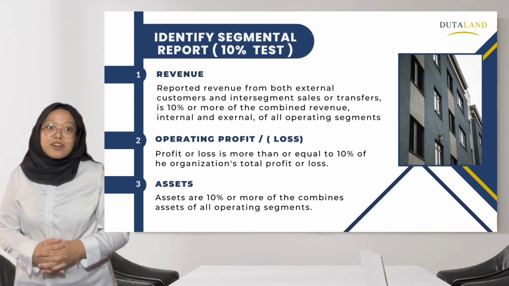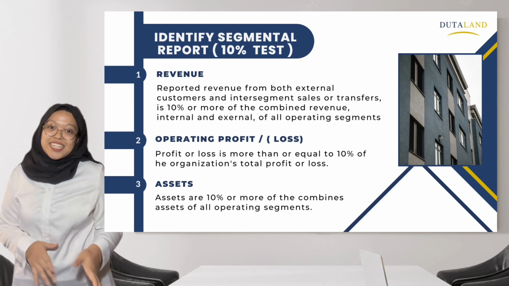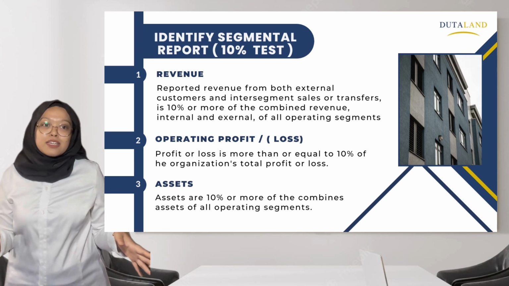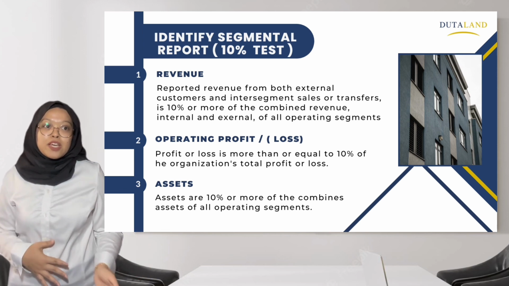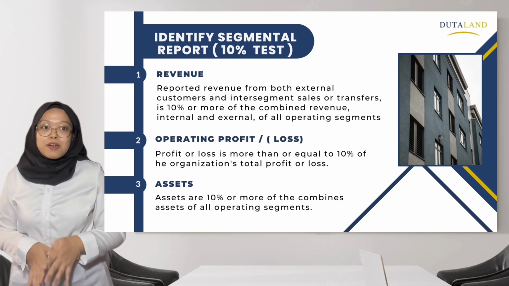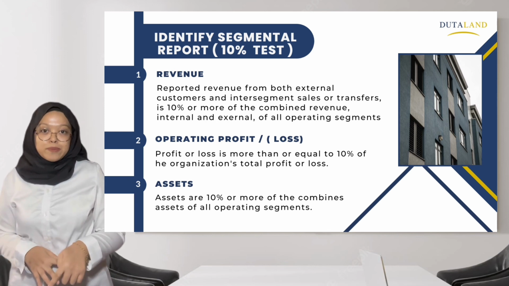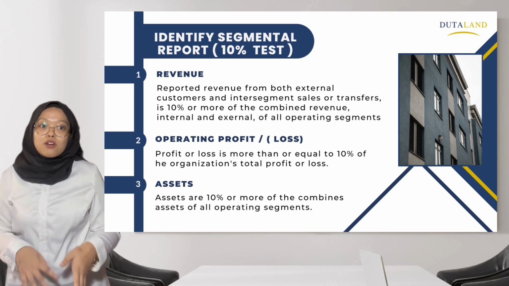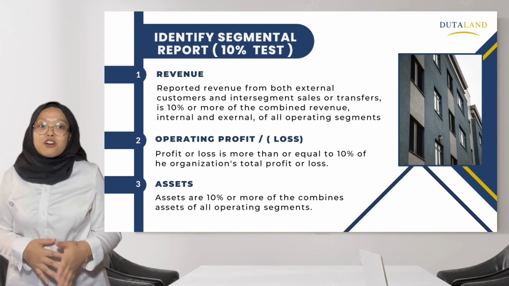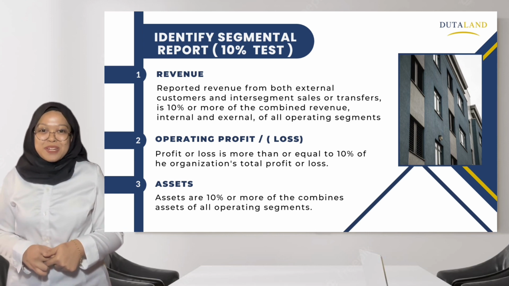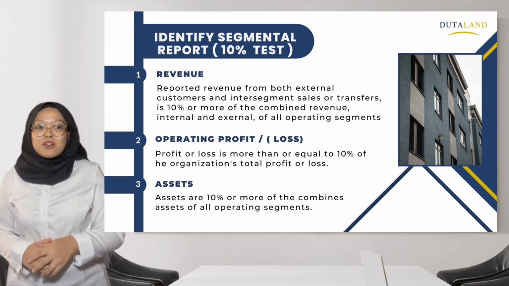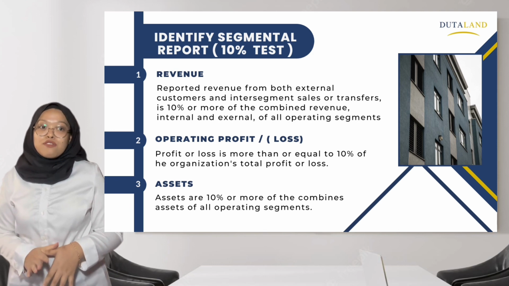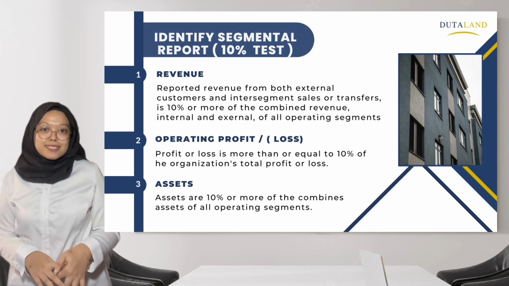There are 3 ways to identify it, as stated under MFRS 8 operating segment. First, the reported revenue from both external customers and inter-segment sales or transfers is 10% or more of the combined revenue, internal and external, of all operating segments. Second, the absolute amount of segment reported profit or loss is 10% or more of the greater of the combined reported profit of all operating segments, or the combined loss of all segments reporting losses. Lastly, the assets are 10% or more of the combined assets of all operating segments.